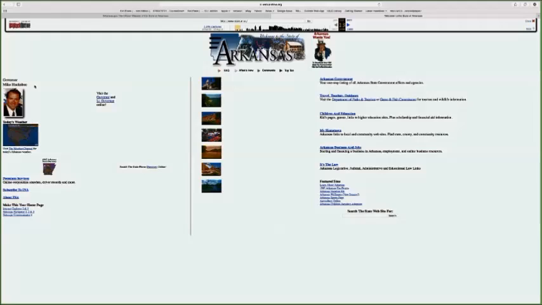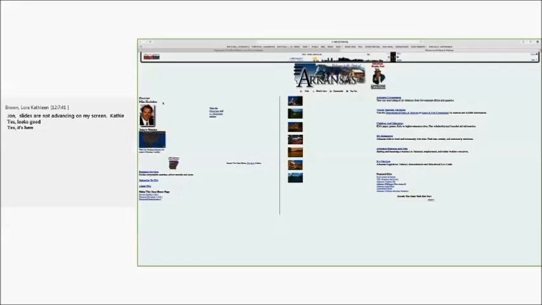What you should see is a picture of the Arkansas website. It'll say something like Wayback Machine Internet Archive, and there's a kind of a funky looking Arkansas website. Can you guys just give me a thumbs up if you see that?